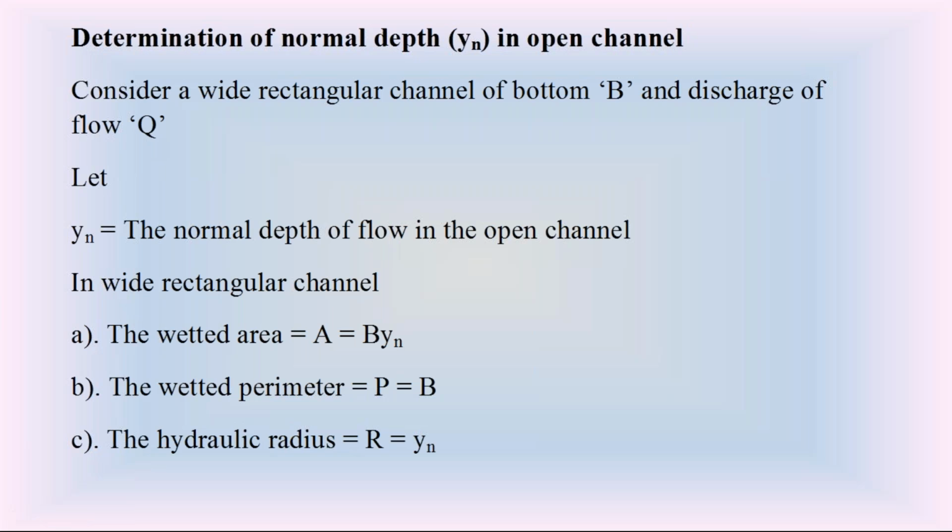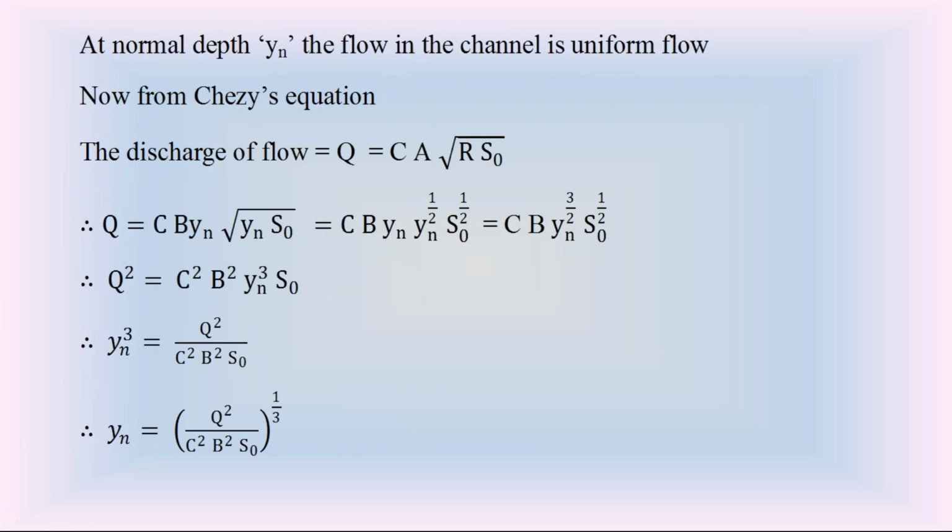So according to Chezy's equation, you know that at normal depth Yn, the flow in the channel is uniform flow. Apply Chezy's equation to find the discharge Q in that wide rectangular channel. According to Chezy's equation, discharge Q is equal to C A root R S naught, not Sf, because at normal depth the flow is uniform.